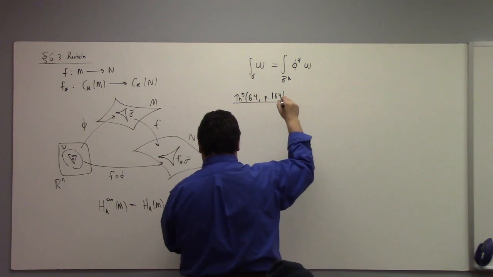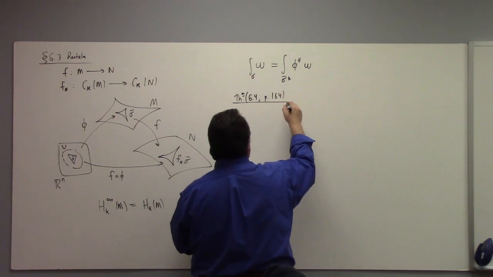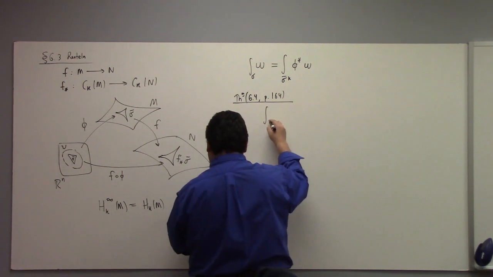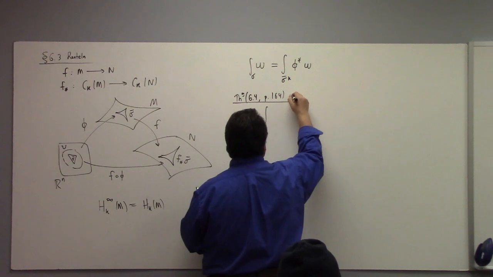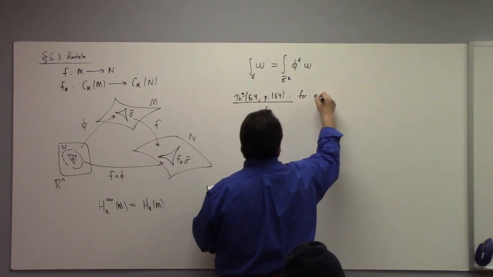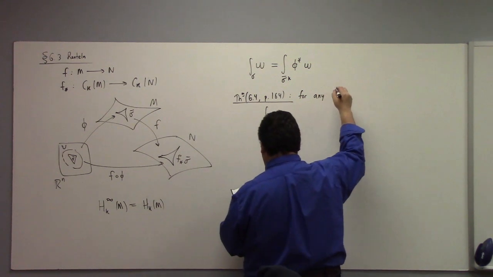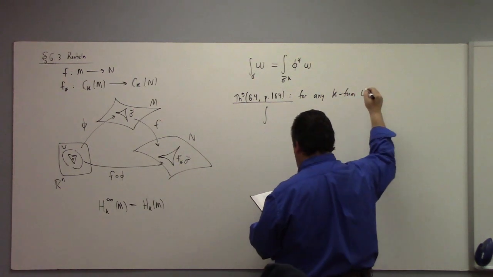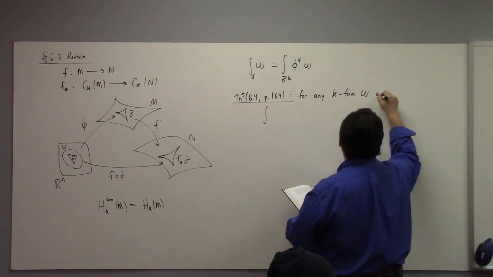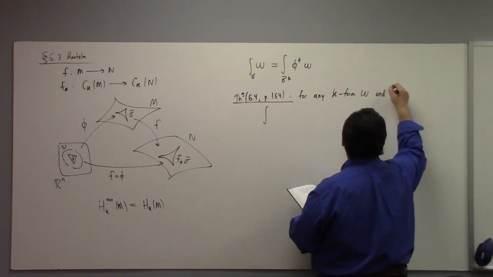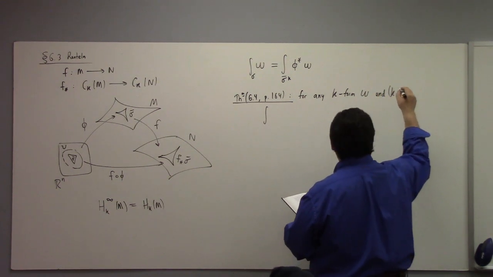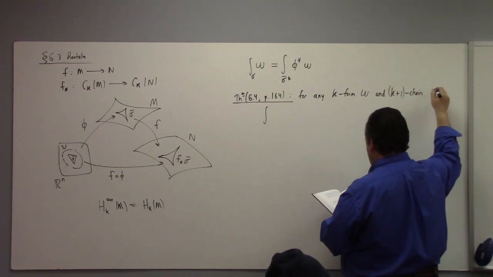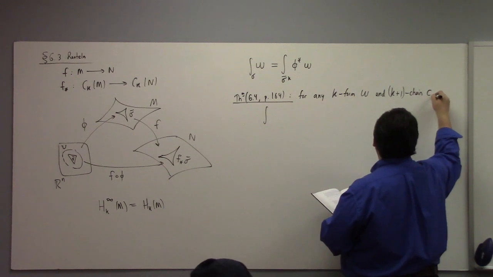And again, I'm just being very sketchy. So it says that for any k-form omega and k plus 1 chain C. Oh, okay, so I'm sorry, I'm burying the lead here.